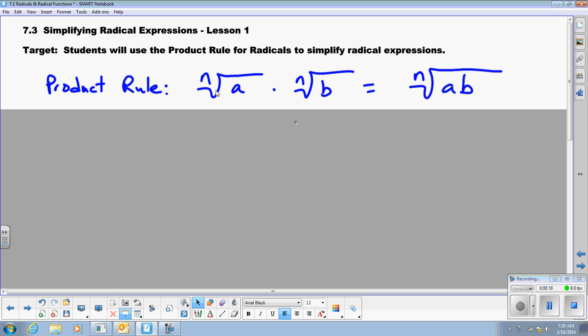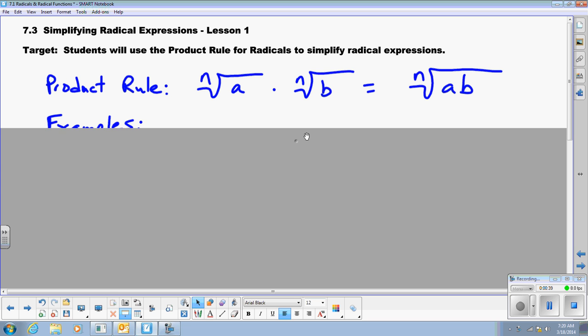It says that if you take the nth root of a number a times the nth root of a number b, so in other words, the root that you're after is identical, and you have different numbers underneath your radical sign, that when you multiply these two, it is like multiplying and finding the nth root of a times b. So to show you what I mean by that, I have some examples for you.